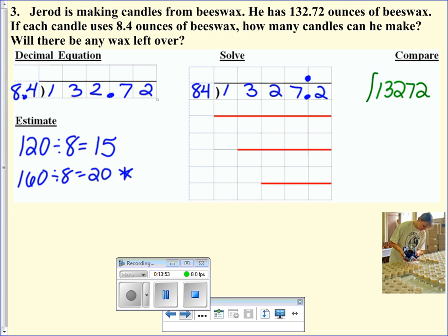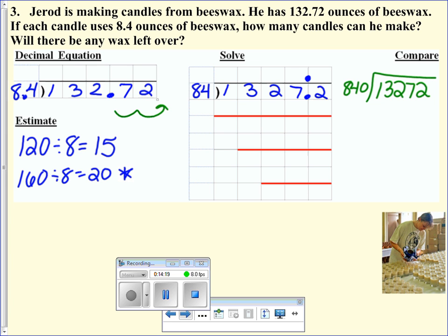13272, where I moved it over 2 places. Could I do that? But what do I have to do to my divisor? I do. So it would have to be 840 as my divisor. You can do this either way. We saw that on the first page with the 8s. We made it 80, or we can make it 800.